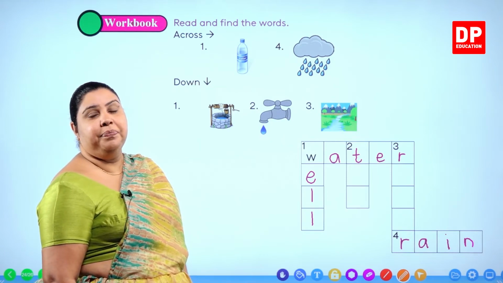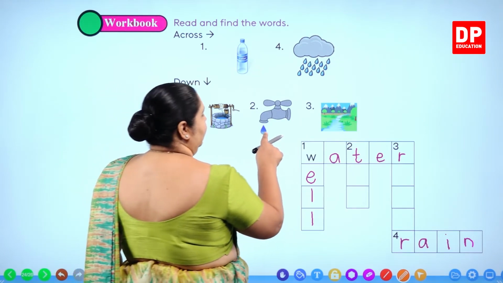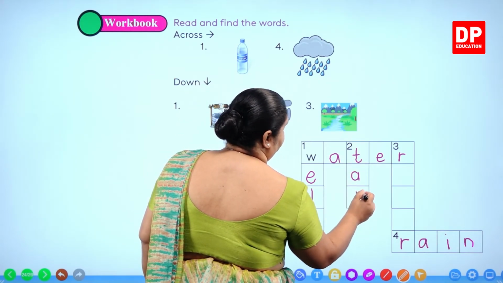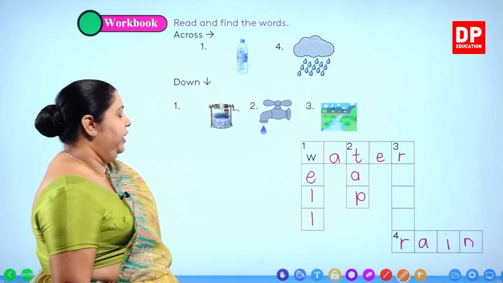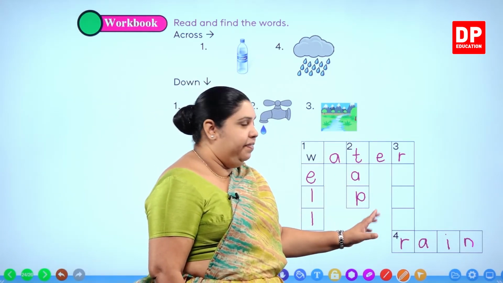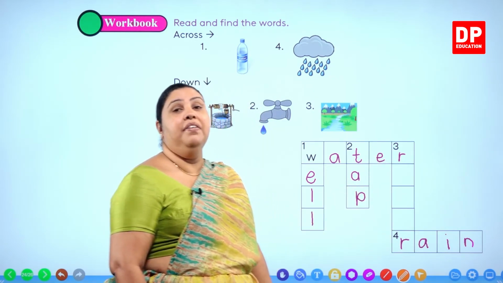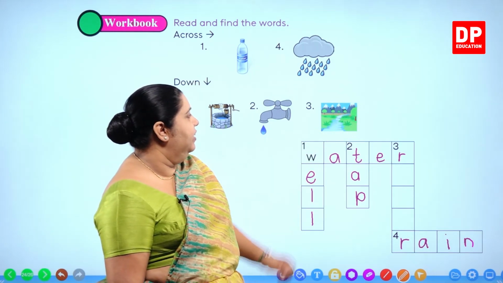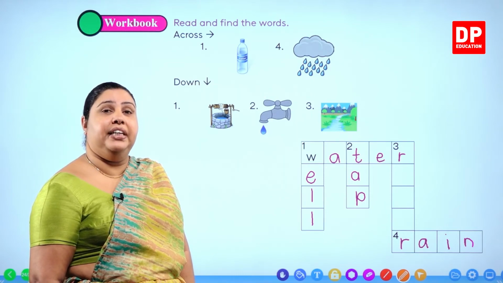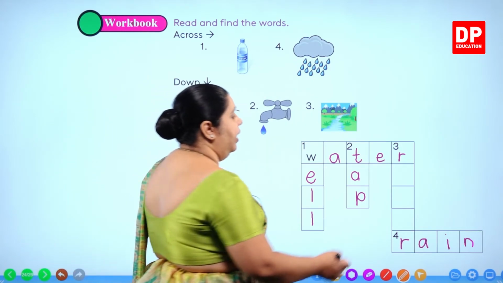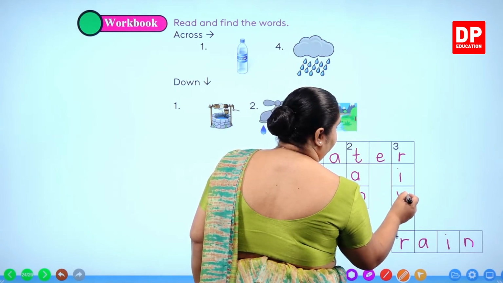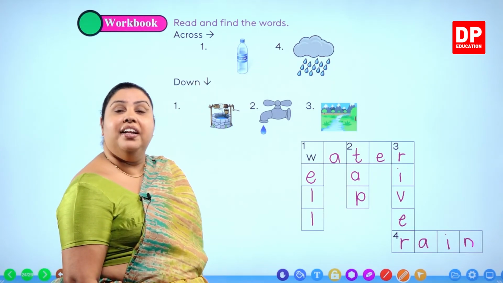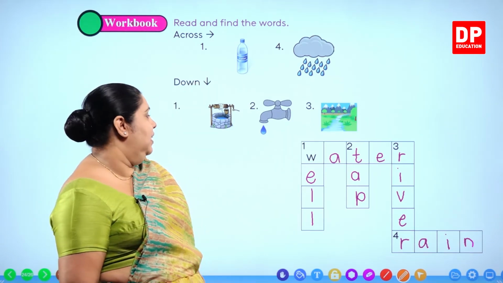Okay? Number 2. What is this picture? Number 2. Tap. Starting with letter T. T-A-P. අපි tap ලියන්නේ කොහොමද පුතේ? T-A-P. Tap. Now we have completed almost everything. We are having only one word to write here. Number 3. What is that picture? මොකද්ද පුතේ මේ තියන්නේ? ගඟක් නේද? ගඟට අපි මොකද්ද ඉංග්‍රීසි වලින් කියන්නේ? River. R-I-V-E-R. River. Now we have completed our puzzle.